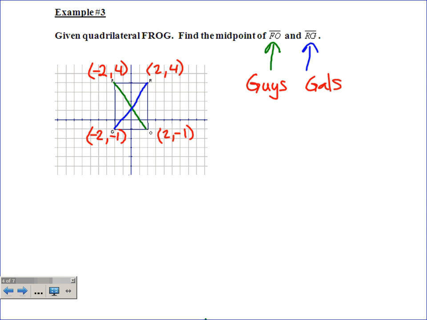Okay? First way that I want you to do is, I want the guys to do the midpoint of line segment FO. I want the girls to do the midpoint of line segment RG. Okay? Are you guys already done with that? I'll give you just a couple seconds to do that yourself. You're going to find the midpoint of RG.